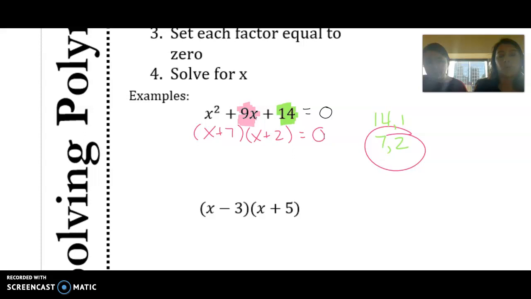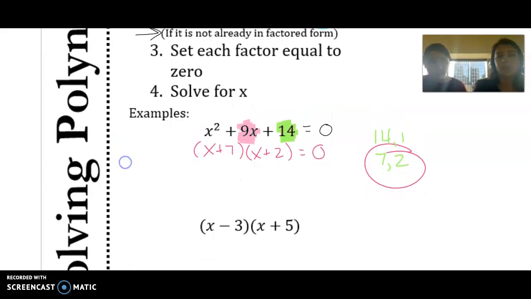So what does the next step tell us to do? We're going to set each factor equal to 0. So this first one right here, x plus 7, I'm going to go ahead and set that equal to 0. And I'm going to do that with my x plus 2 as well.